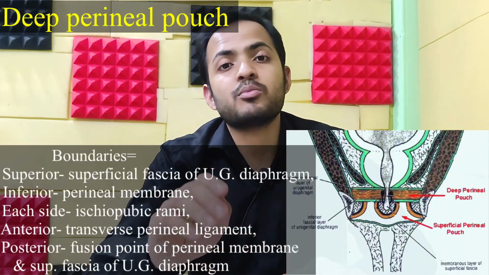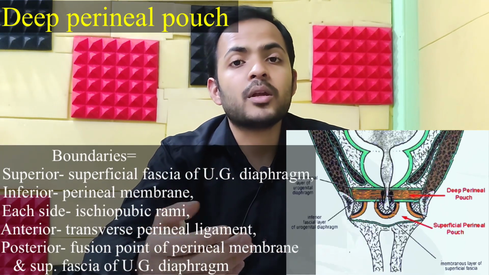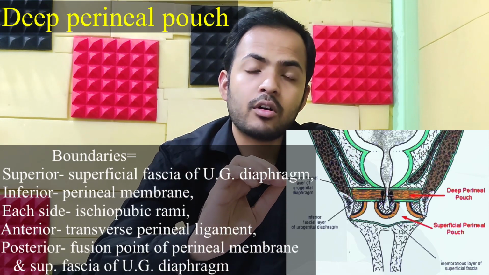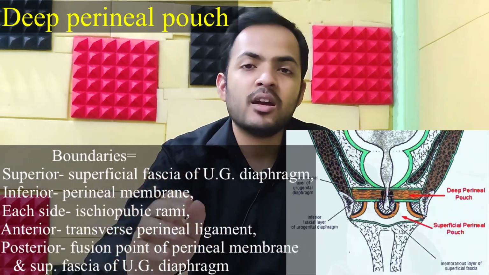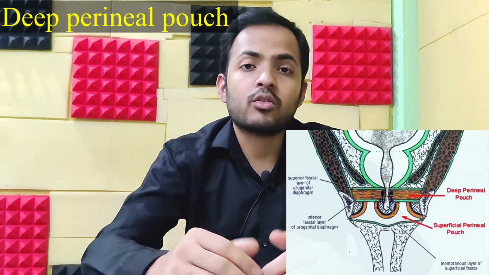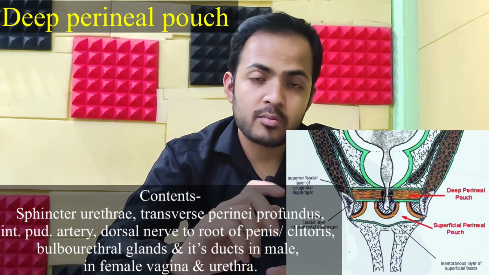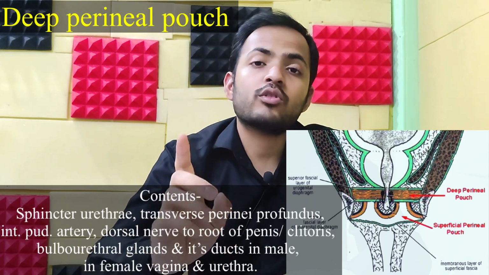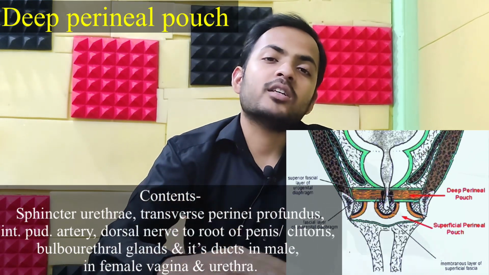That's it. Next is our deep perineal pouch. It is bounded superiorly by the superior fascia of the urogenital diaphragm, inferiorly by the perineal membrane, anteriorly by the transverse perineal ligament, posteriorly by the fusion point of the perineal membrane and the superior fascia of the diaphragm, and on each side, the same, the internal surface of the ischiopubic rami. Now the contents of this deep perineal pouch: you are getting sphincter urethrae muscle, then transverse perineae profundus muscle, internal pudendal artery, dorsal nerve to the root of the penis or to the root of the clitoris, bulbourethral glands and ducts in male, and in female the vagina and urethra. That's it.